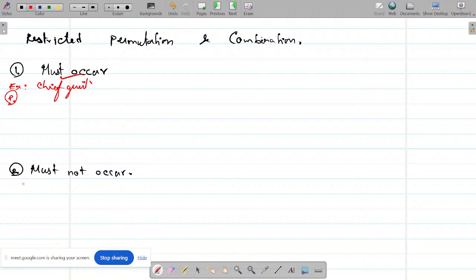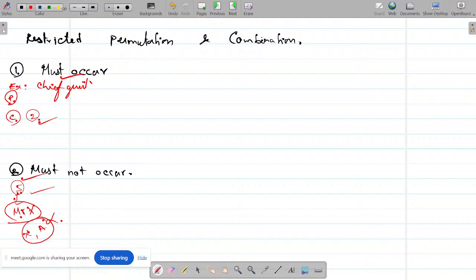Must not occur is, for example, we are talking about 5 persons and Mr. X should not occur. So this is the should not occur case. Mr. X or Mr. A or whoever it is should not occur. Likewise it happens in combination also. In the case of combination, I'm going to pick 2 persons, A and B, and A and B should be there. I'm going to form a committee, and I say this committee should have A, B and C compulsorily. Likewise, in the must not occur case, X and A should not be present in the committee.